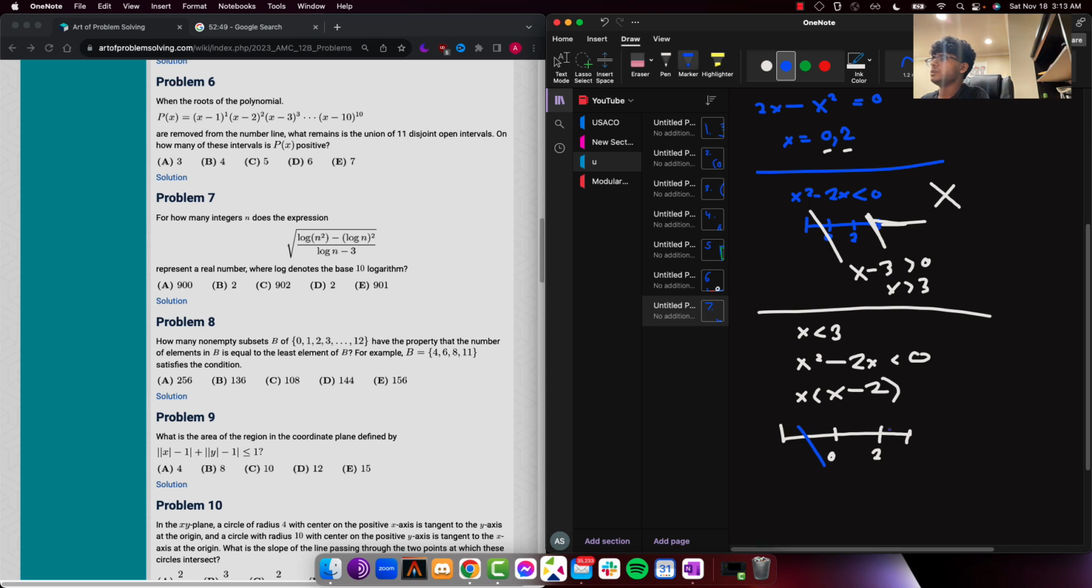Between 0 and 2, you have something like 1, right? And then 1 times negative 1, which is less than 0, so that works. So between 0 and 2. Okay, wait, hold on. I'm doing this wrong. So it should be greater than. I don't know why I'm messing up so much. That's my bad. But yeah, this should be greater than.